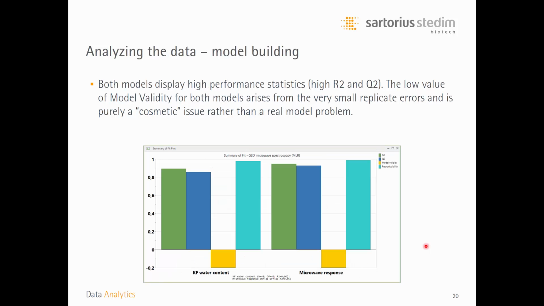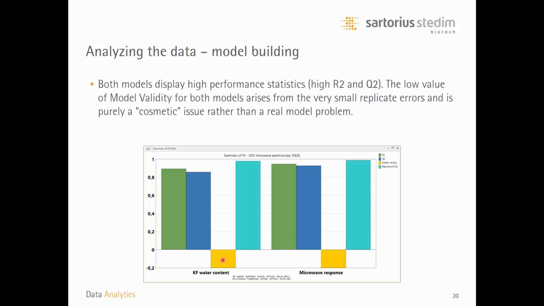We then move over to the model building stage, and here we often look at the plot called the summary of fit plot. The summary of fit plot will always have a quartet of model performance and data performance statistics per response variable. So because we have two responses, we will get two quartets of bars. How to interpret these bars is detailed in other recorded webinars and our training materials, so I will not dwell on that too much. But the important thing is that the performance statistics R square and Q square are high, and that is very, very encouraging.